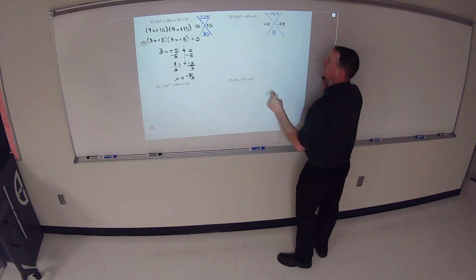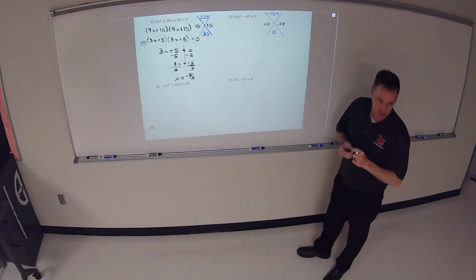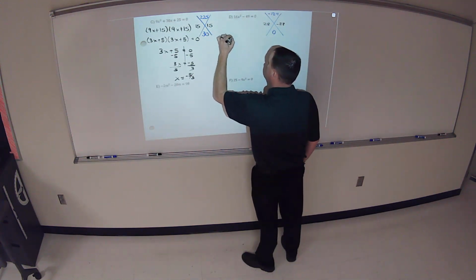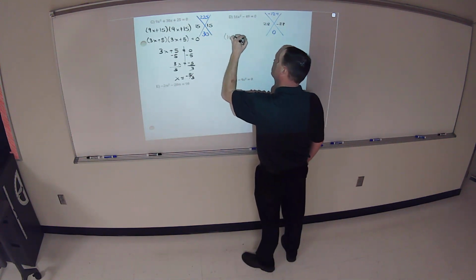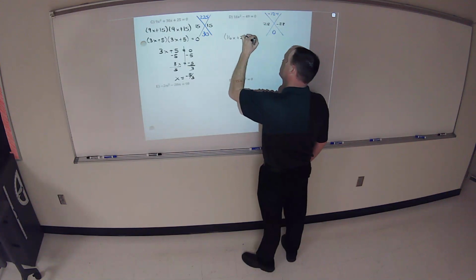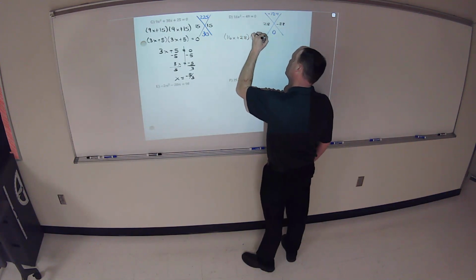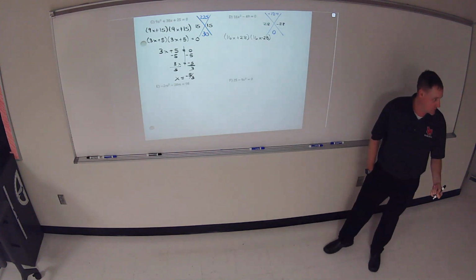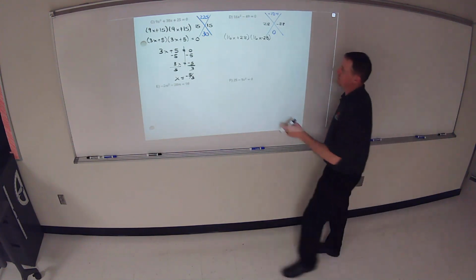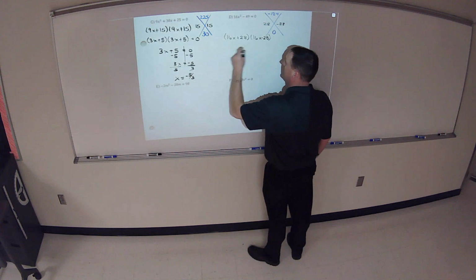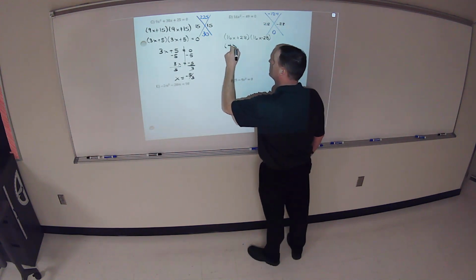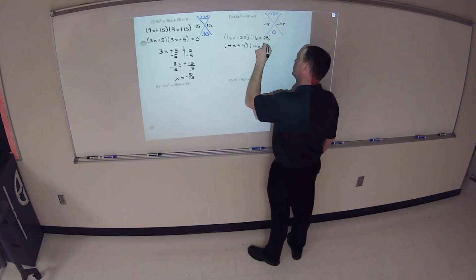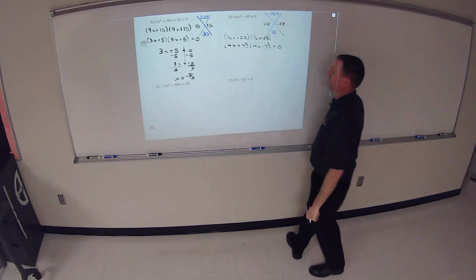Now, what's the first number I need to use in each of my parentheses, though? We got to use a 16. So 16x plus 28, followed by 16x minus 28. But I'm not done. I'm not ready to solve yet, because what do I need to do? Reduce. Both of those factors are divisible by what? By 4. 4x plus 7 and 4x minus 7. Now I'm ready to solve.